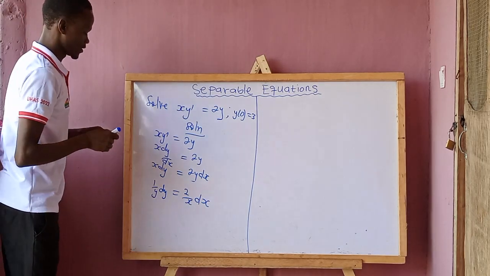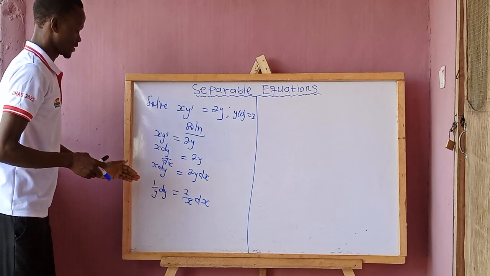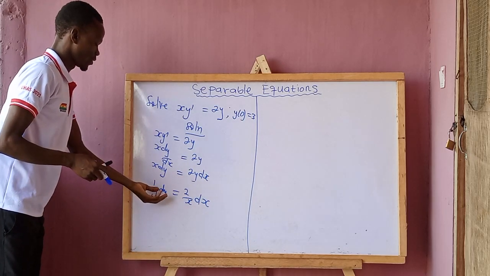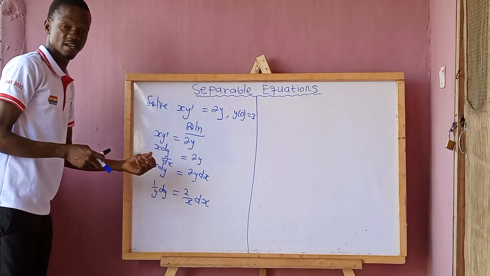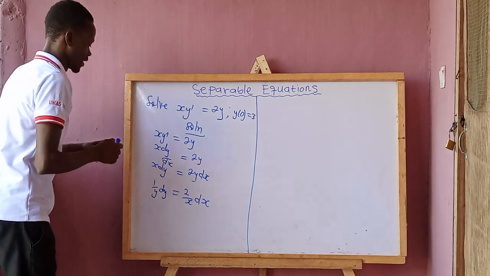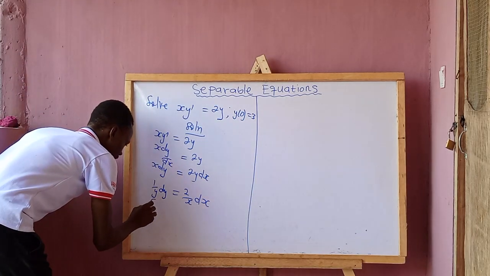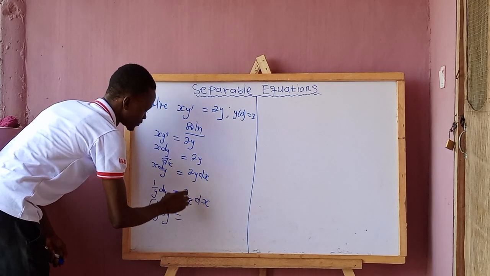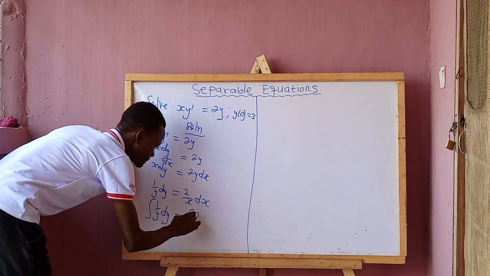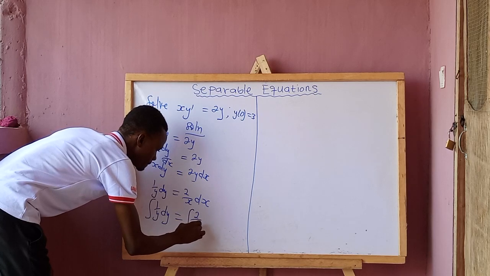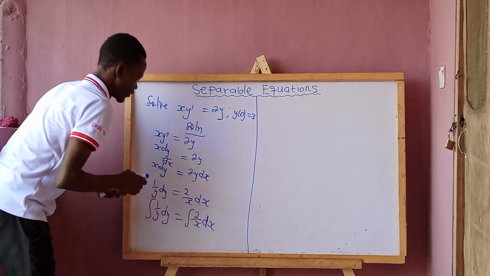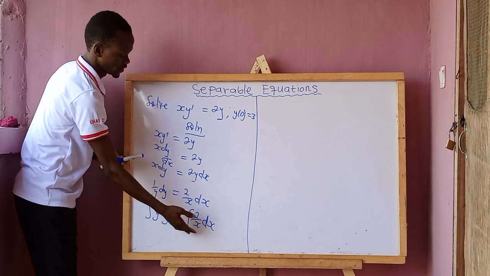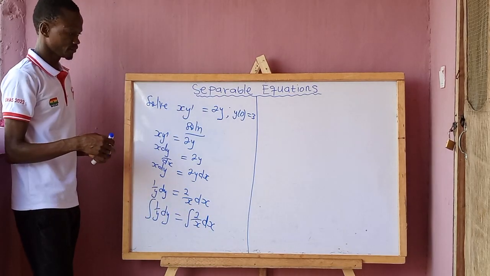So moving forward, we have seen that we have been able to separate the variables to both sides of the equal sign. So the next step is to take the integral. We integrate both sides. So we integrate this side with respect to y and integrate this side with respect to x.